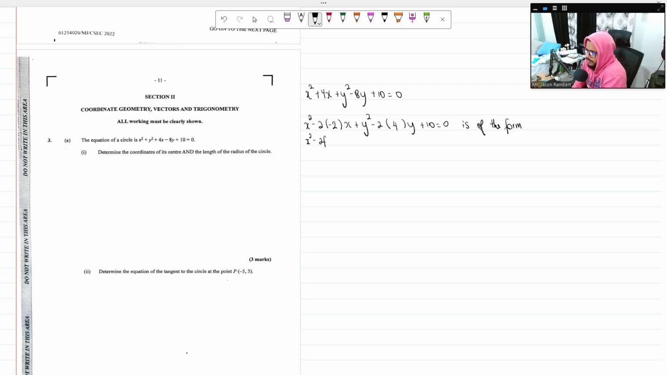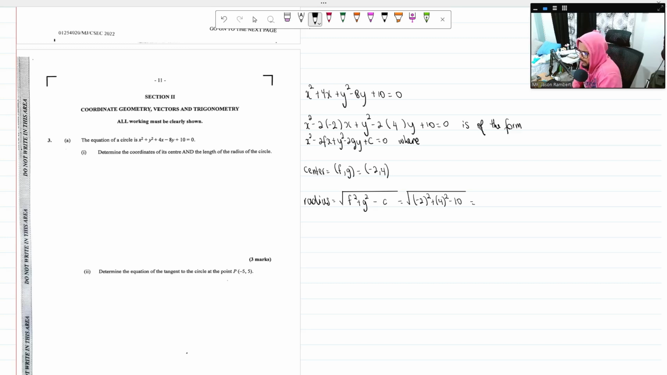It is of the form x squared minus 2fx plus y squared minus 2gy plus c is equal to 0, where the center is equal to (f, g), which is (minus 2, 4), and the radius is equal to the square root of f squared plus g squared minus c, which is equal to the square root of f squared plus g squared minus 10. 2 twos are 4 and 16. 16 and 4 is 20. 20 take away 10 is 10. So I get root 10 to be the radius. Square root of 10 units.